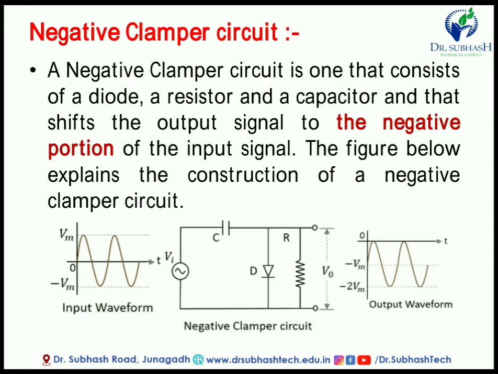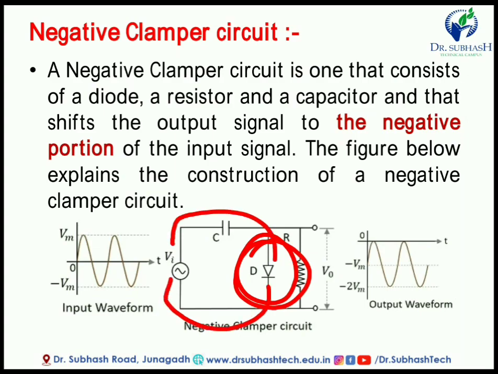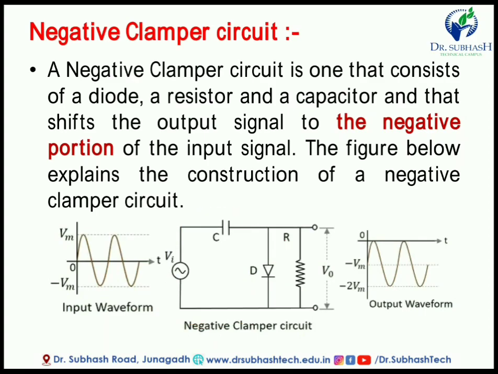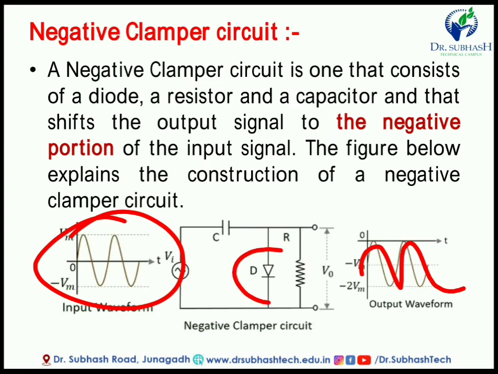Now next, the negative clamping circuit, or negative clamper, is nothing but the direction of the diode is like this. The anode is connected to this terminal of the capacitor and the cathode is connected to the supply. So it is totally the reverse mode of the positive clamper. Here whenever we give this type of waveform, our signal will become totally negative, because the diode direction is like this.